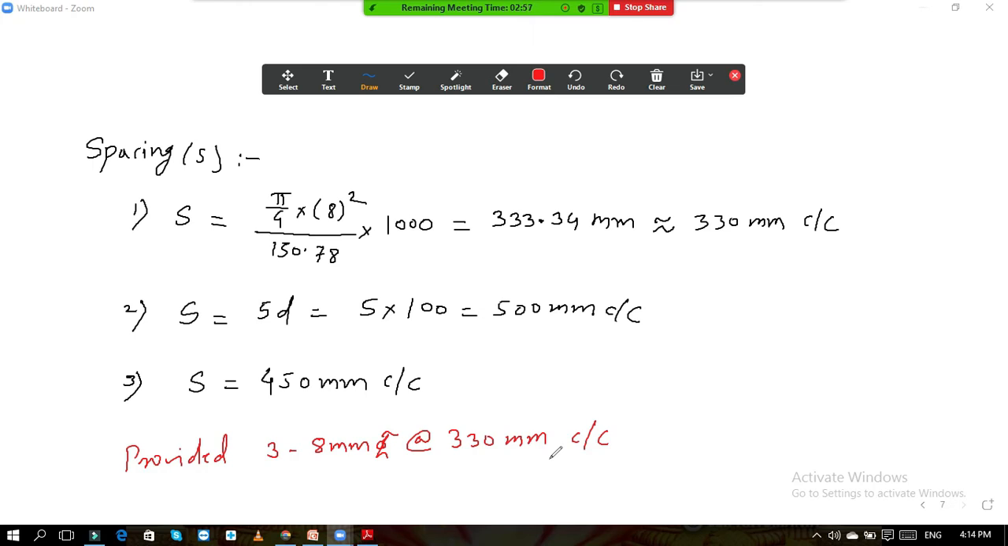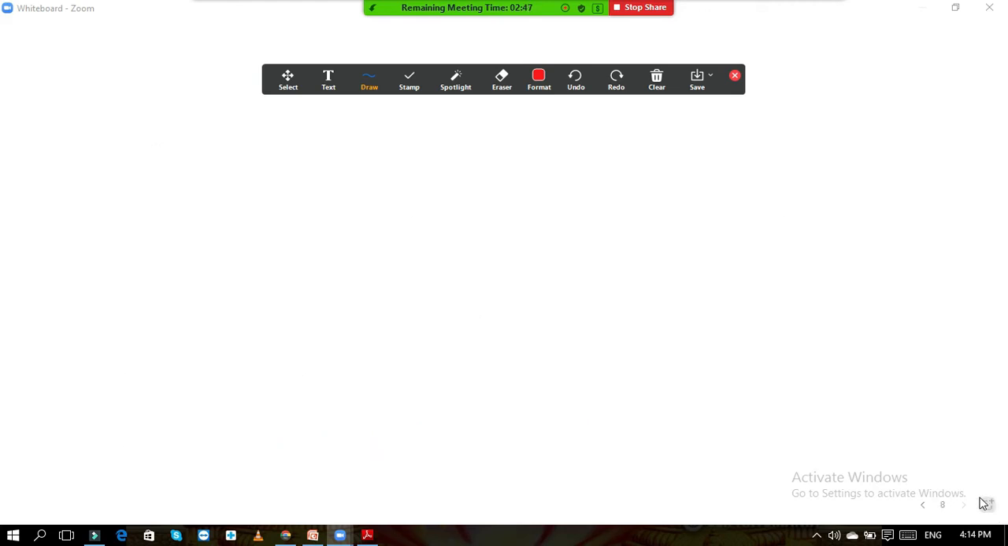After designing, we need to take the checks. So we have to take the check for shear, check for deflection, and then check for development length. So first we will take the check for shear. For that we have to go to table number 13.